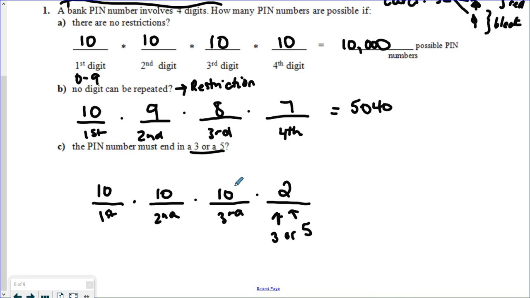So 10 times 10 times 10 times 2 gives us 2,000 possible PIN numbers. Our restriction here is just on that end part, that it needs to be a 3 or a 5 at the end, giving 2 different possible options for what your PIN number can end with. So hopefully that's making sense. We'll do just a couple more before getting to practice.